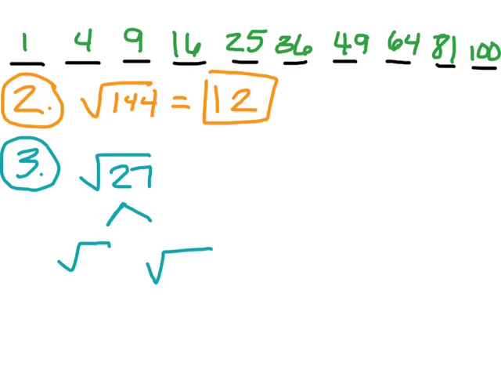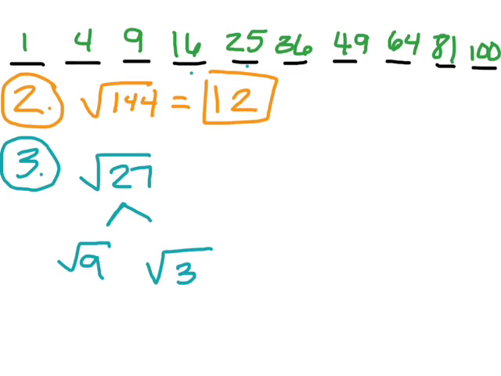So you first need to figure out what perfect square can divide into 27. To do that, I like to look at my list and find the largest perfect square just under 27, and that's 25. Can 25 divide into 27? No. So we move on to the next one. Can 16 divide into 27? Nope. Can 9 divide into 27? And the answer is yes. 9 times 3 gives us 27.